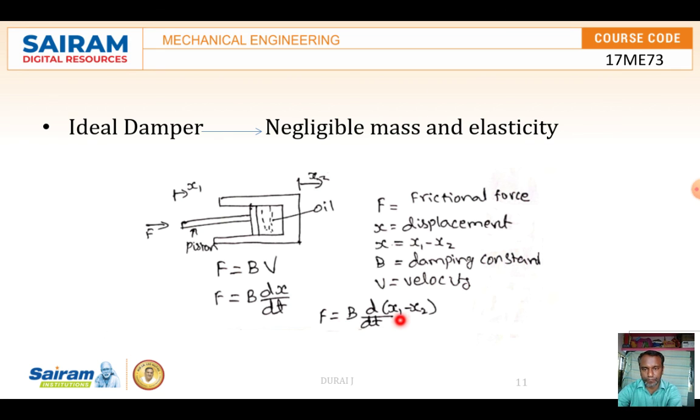Okay. So wherever the damper or dashpot appears, we are going to substitute this. Suppose the displacement is caused only by x1, not in terms of x1 and x2, then we write B into dx by dt. Okay, so these are all the formulas related to the three basic elements of the mechanical translational system.